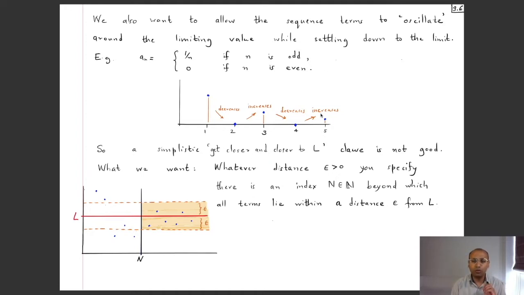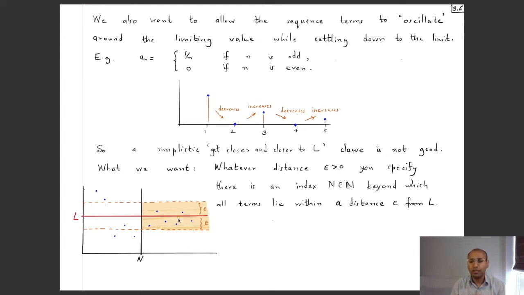What we actually want is that no matter what distance we think of, say 0.00001, if I look at the limit number and at a strip of this small width around it, then if I go far enough in the sequence, all the terms lie in this strip, so that their distance to this limit is smaller than this 0.00001. And moreover, this should happen with every positive distance you specify.